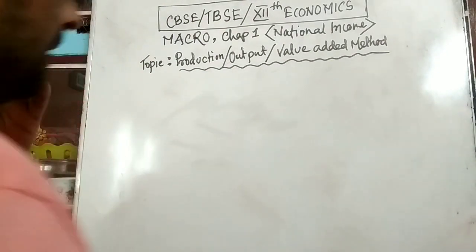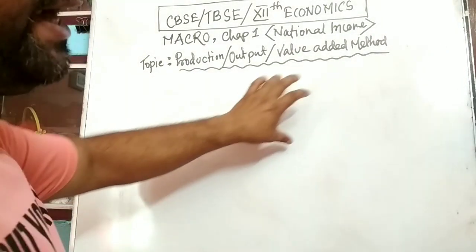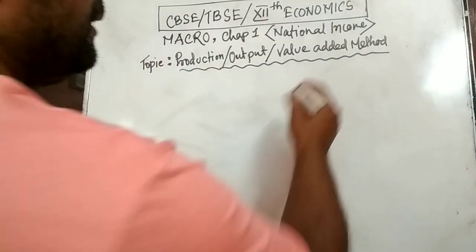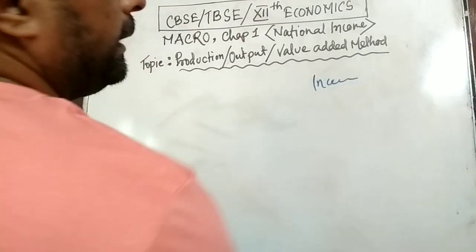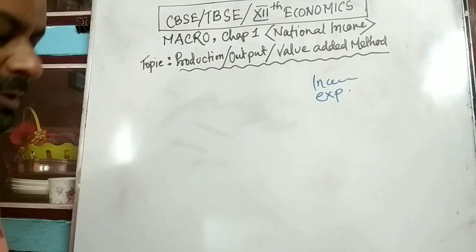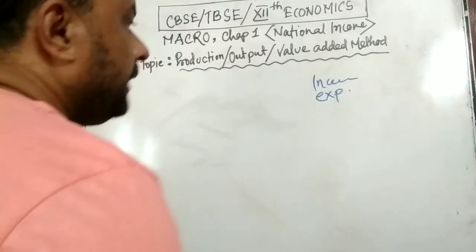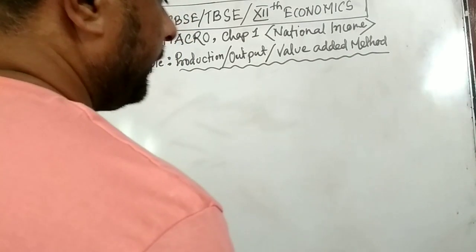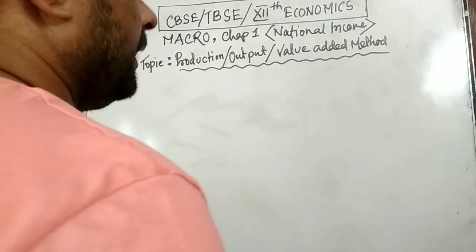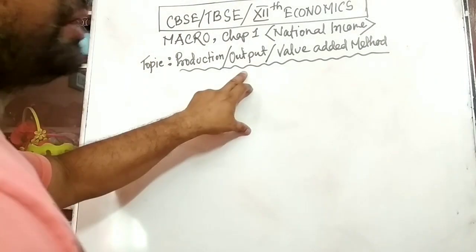Okay, let's start. In the production method, what do we do? In the income method, what have we done? We add all the incomes of the country. In the expenditure method, we count all types of expenditure of the country. Now in the production method, we add all the production of the country. The total value of production by all the sectors of the economy is included.